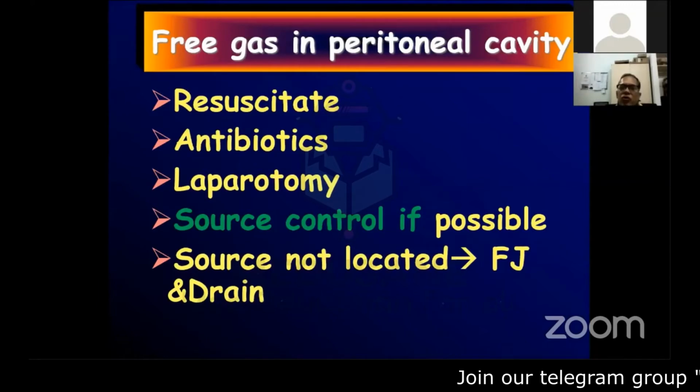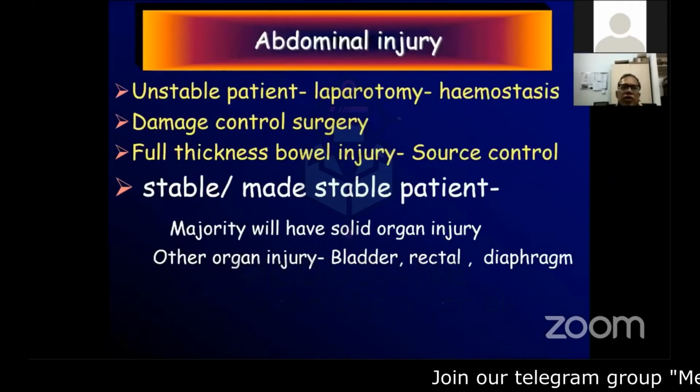So that the whole small bowel is there for nutrition. Subsequently, you can deal with the scenario. In the abdominal section, you will come back. Unstable patient: you have done laparotomy and hemostasis. Damage control surgery we have discussed. Now we'll talk about a stable patient, made stable with resuscitation.